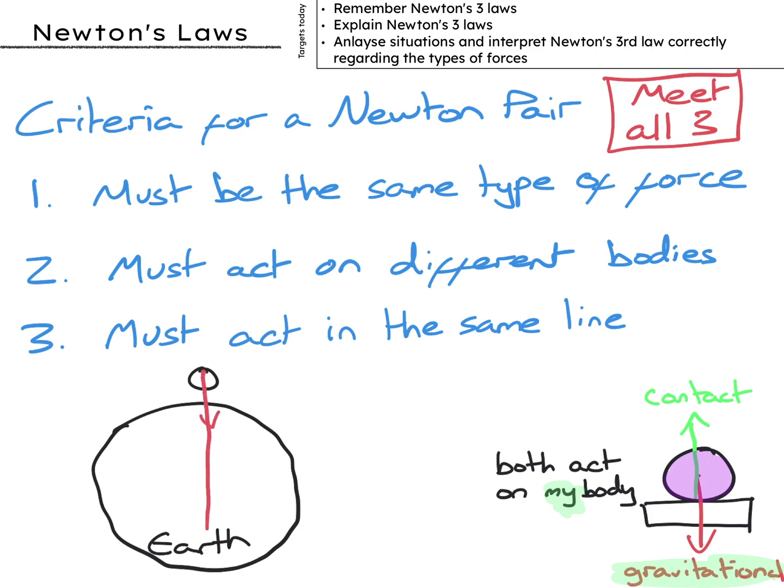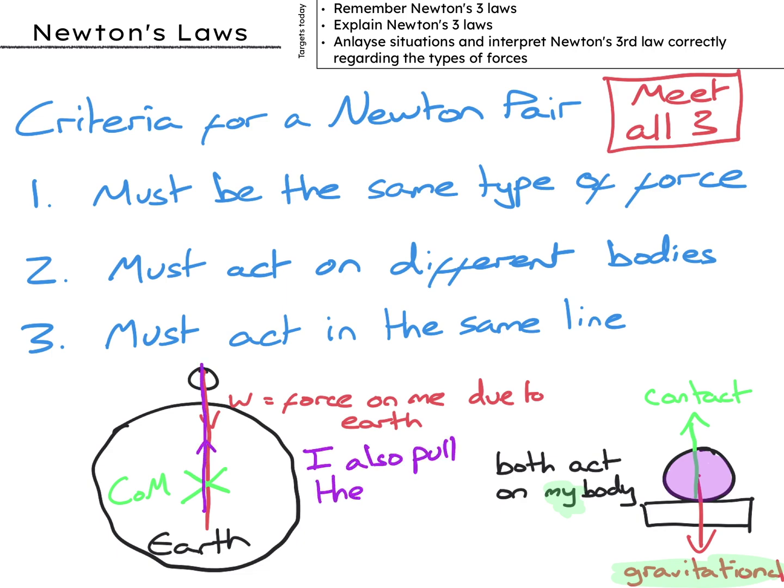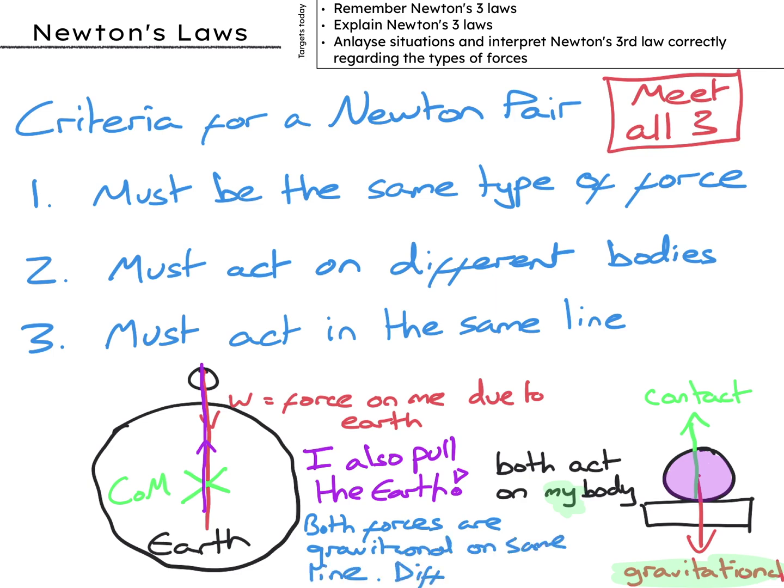So if you think about what weight is, weight is the force acting on me due to the pull of the Earth, and it acts towards the centre of mass of the Earth. Its Newton pair is the force acting on the Earth due to the pull of my body that acts towards my centre of mass. They're both gravitational forces, they act on different bodies, and they act in the same line, just opposite directions. Every action has an equal and opposite reaction.